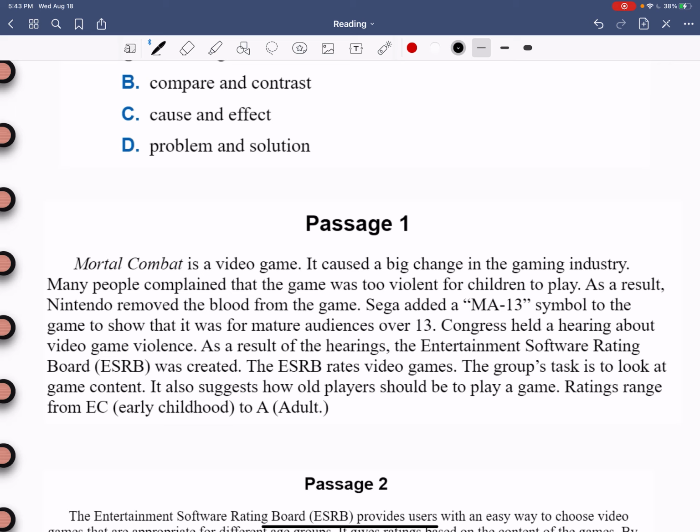The ESRB rates video games. The group's task is to look at game content. It also suggests how old players should be to play a game. Ratings change from EC, early childhood, to A, adult.